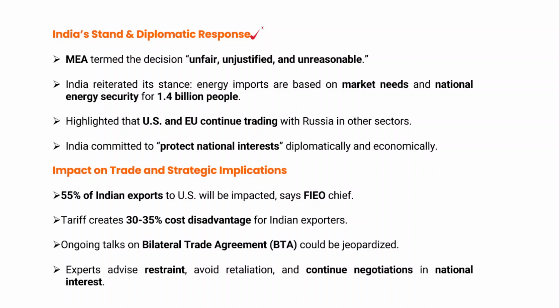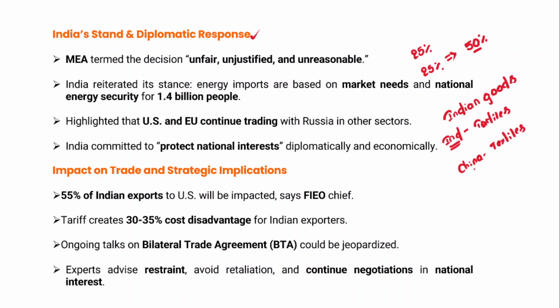Now, what is India's stand and response to the 25% tariffs initially plus the additional 25% tariffs, a total of 50% tariffs on Indian exports to US? How do these tariffs impact India's exports to US? Indian goods can no longer be competitive in the US market compared to other countries. For example, India has been exporting textiles, and China is also exporting textiles to US markets. Chinese goods are cheaper in US markets compared to Indian goods.